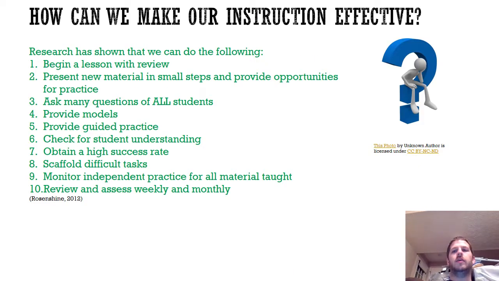How can we make our instruction effective? Research has shown that we can do the following. We can begin a lesson with a review. We can present new material in small steps and provide opportunities for practice. We can ask many questions of all students. We can provide models. We can provide guided practice. We can check for student understanding. We can obtain a high success rate. We can scaffold difficult tasks, monitor independent practice for all material taught, and review and assess weekly and monthly.